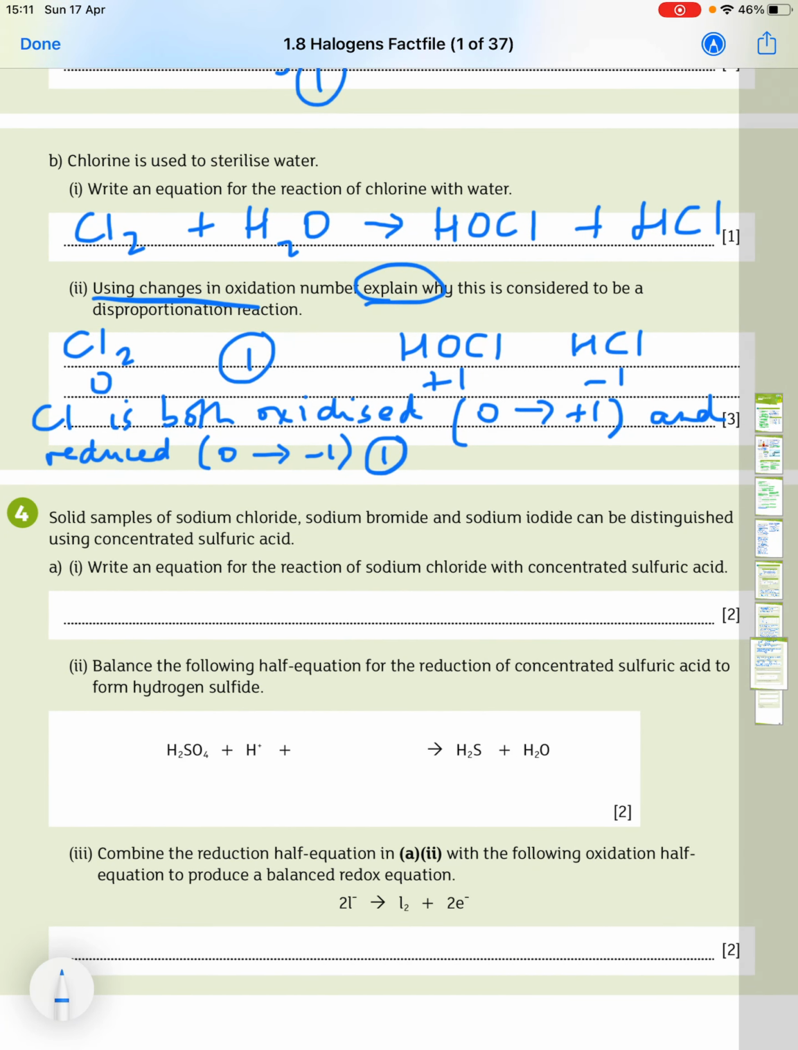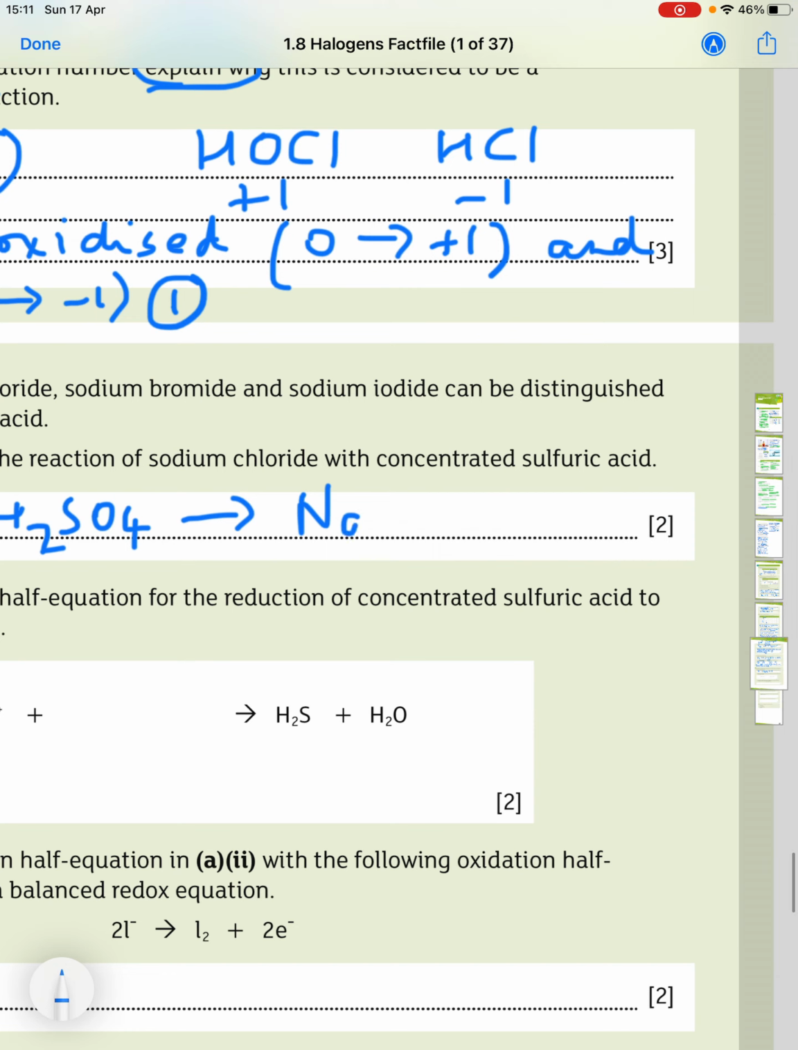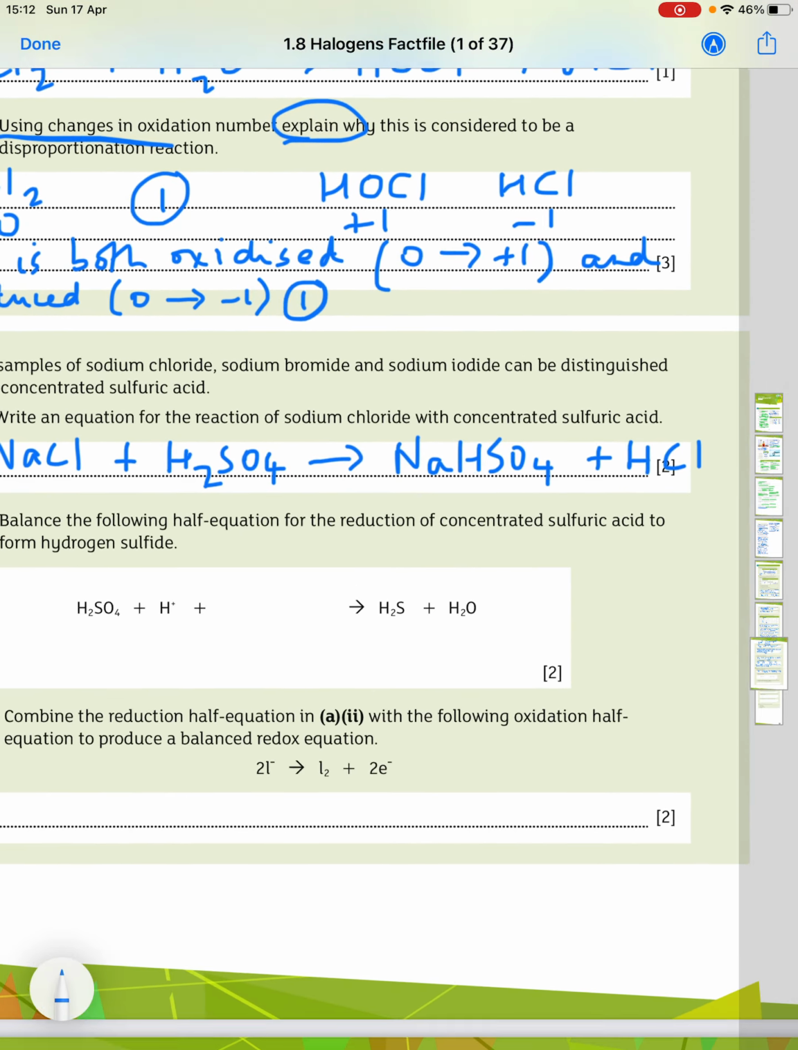So number 4, solid samples of sodium chloride, sodium bromide and sodium iodide can be distinguished using concentrated sulfuric acid. Write an equation for the reaction of sodium chloride with concentrated sulfuric acid. So we have NaCl, the sodium chloride, and H2SO4. That's going to give us your NaHSO4 and HCl.